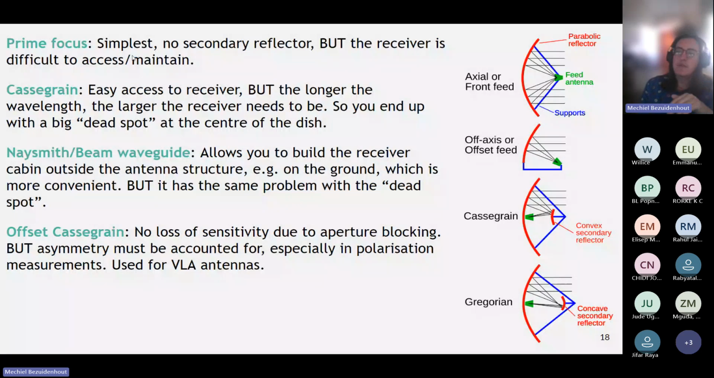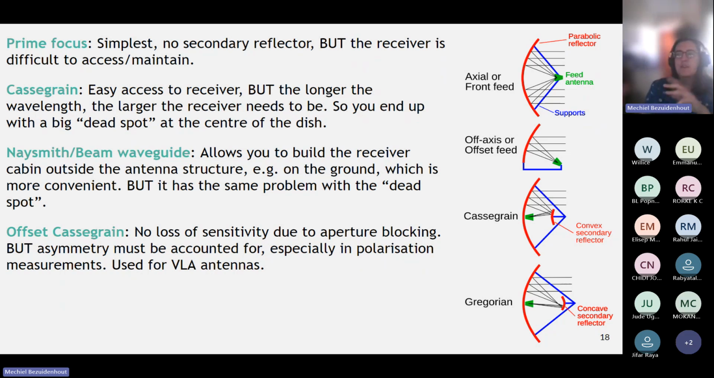So if you can imagine, if you have a huge 100-meter radio dish and the receiver is straight overhead, you have to have some sort of mechanism that allows access to the receiver cabin, both in terms of transmitting the signal and also to send people up there to do maintenance and make sure that everything's working. And that oftentimes is more complicated, more expensive than the money that you save from not having a secondary reflector.